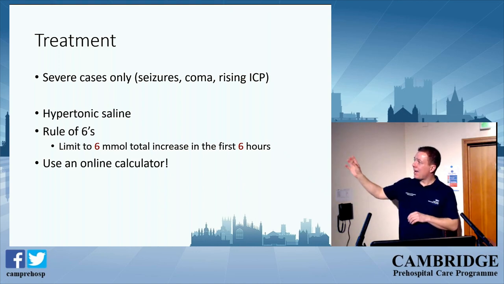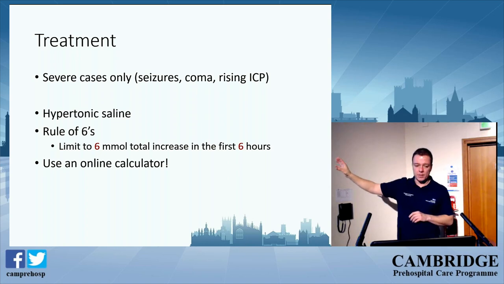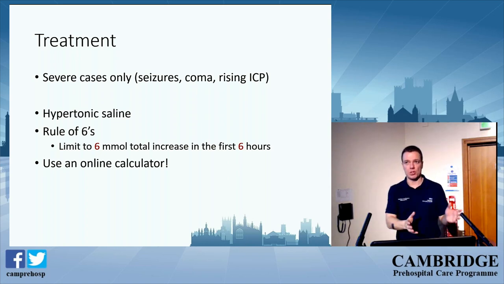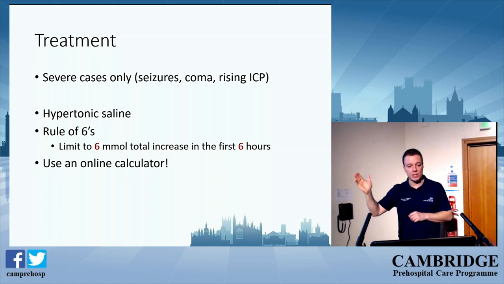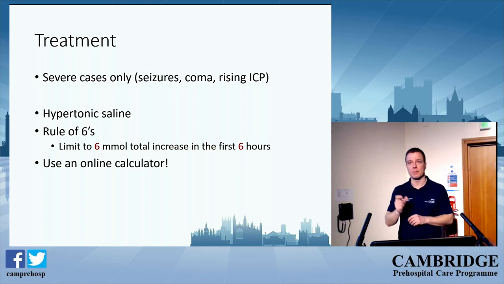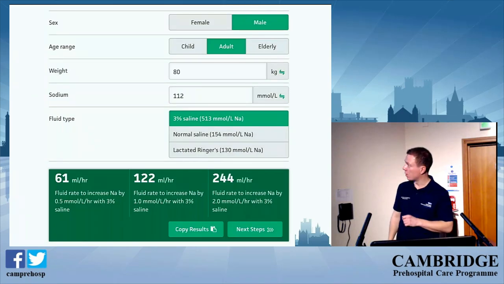So not so much for acute hyponatremia, but as a good rule of thumb for any patient with hyponatremia, be it acute or chronic, it's useful to think about the rule of sixes. You have to have a very good reason to raise your serum sodium, even in the context of hyponatremia, by more than about 6 millimoles in the first 6 hours. And I would always use an online calculator.